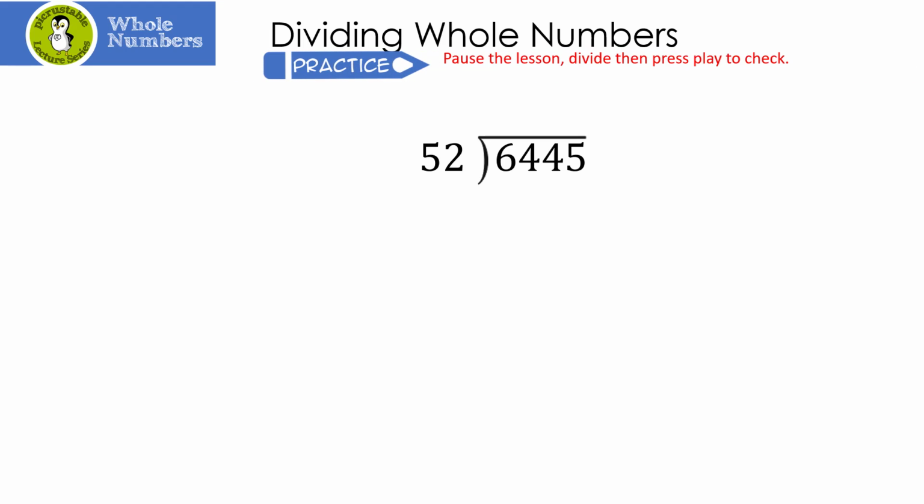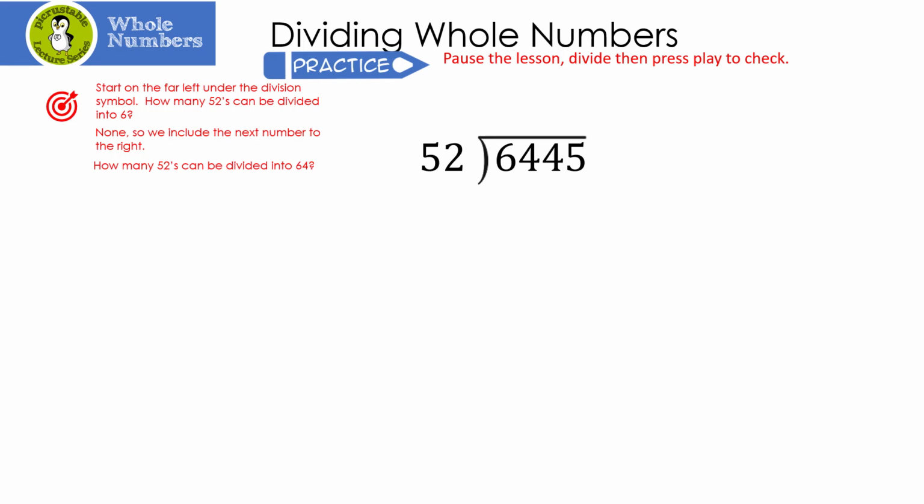Now it's your turn to try. You're going to pause the lesson, divide, then press play to check. Let's see how you did. The first thing we say is how many 52s can go into 6? It doesn't work. So then we look at the next number. We need to figure out how many 52s go into 64.